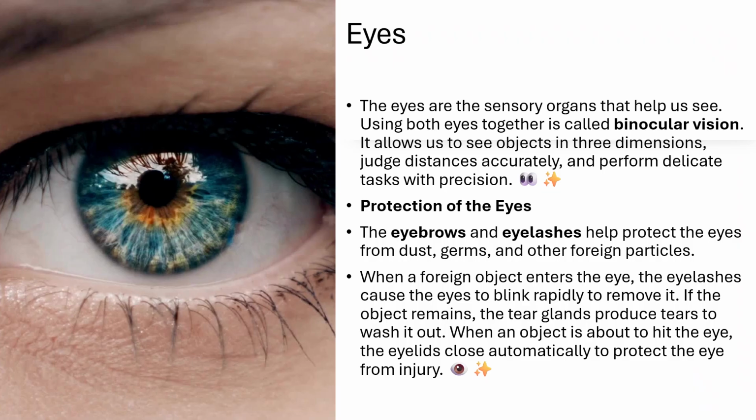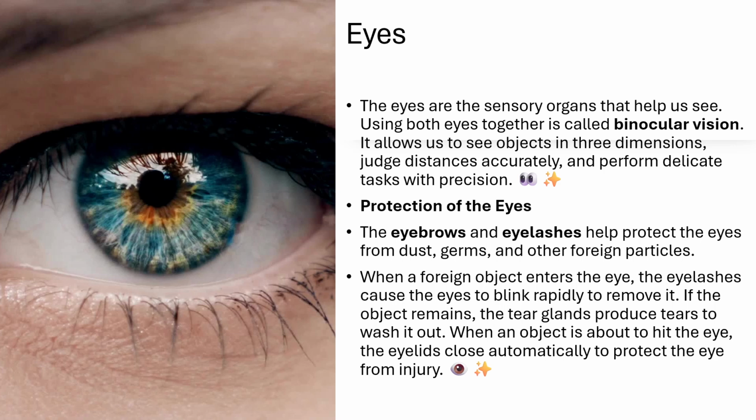Eyes. The eyes are the sensory organs that help us see. Using both eyes together is called binocular vision. It allows us to see objects in 3 dimensions, judge distances accurately, and perform delicate tasks with precision.